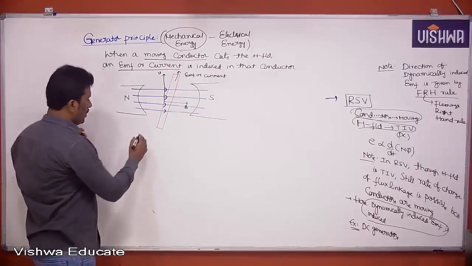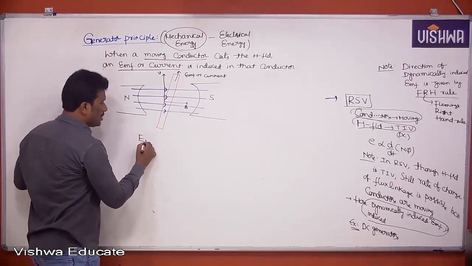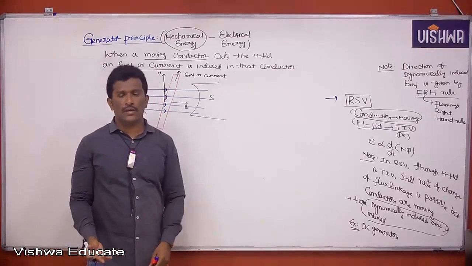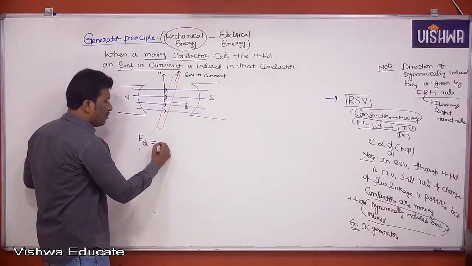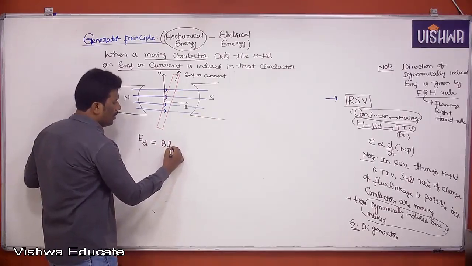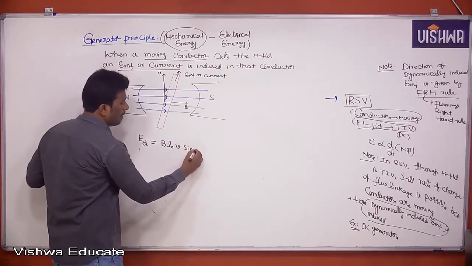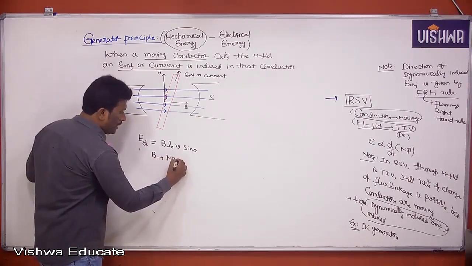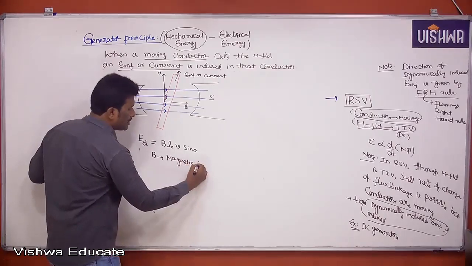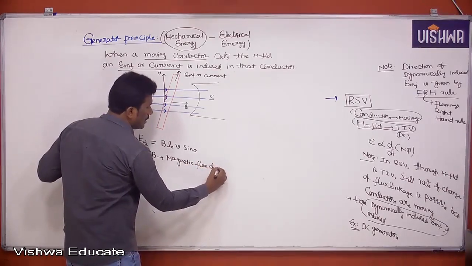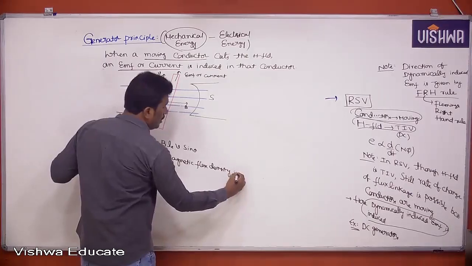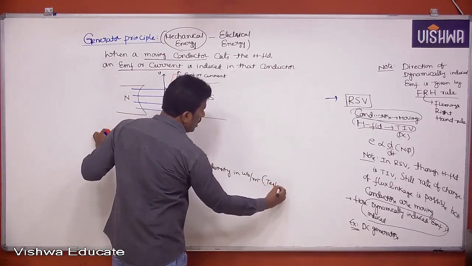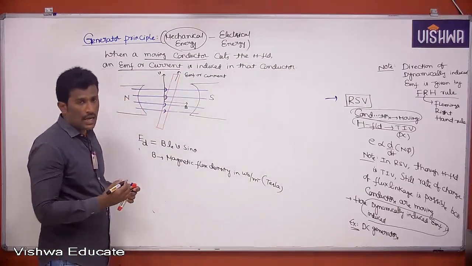So the EMF induced because of generator action is nothing but EMF because of relative space variation only. And that E_d equals, the formula I can write, B L V sin theta. Here capital B means magnetic flux density in Weber per meter square or Tesla.